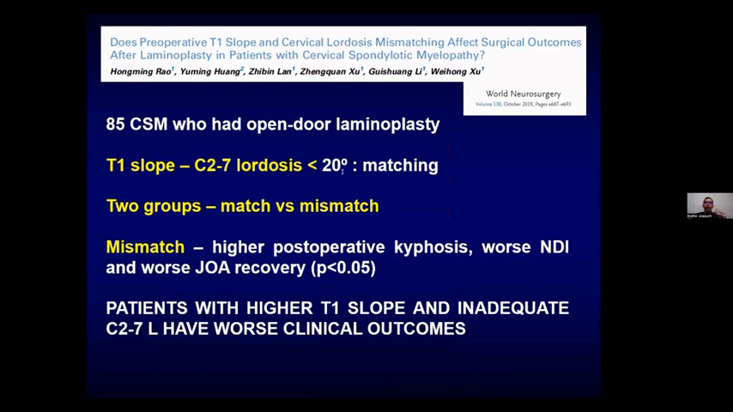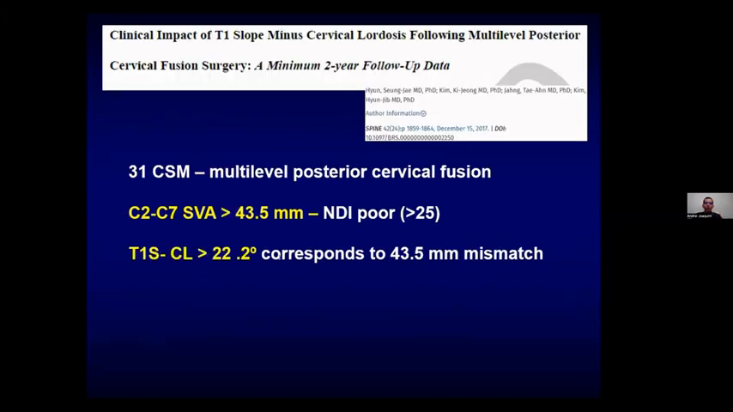If you have a T1 slope very high and you don't have a higher lordosis, you have neck pain, poor neck disability index. So if the patients match, they have better outcome than patients with unbalanced relationship between your T1 slope and your lordosis. This is another paper that provides the same conclusions, that if you have a mismatch, your plumb line is also poor and the neck disability is poor.